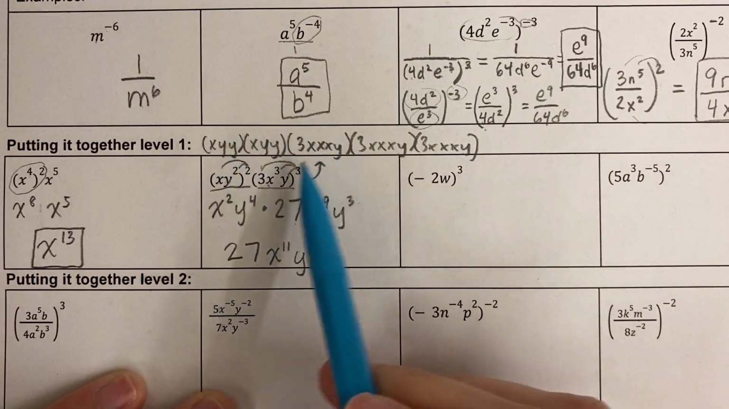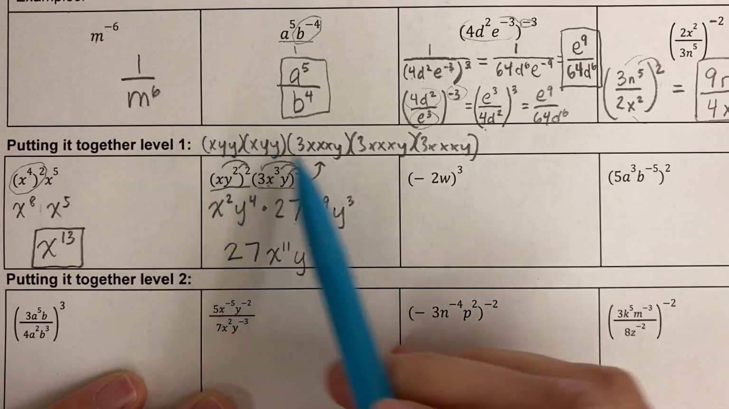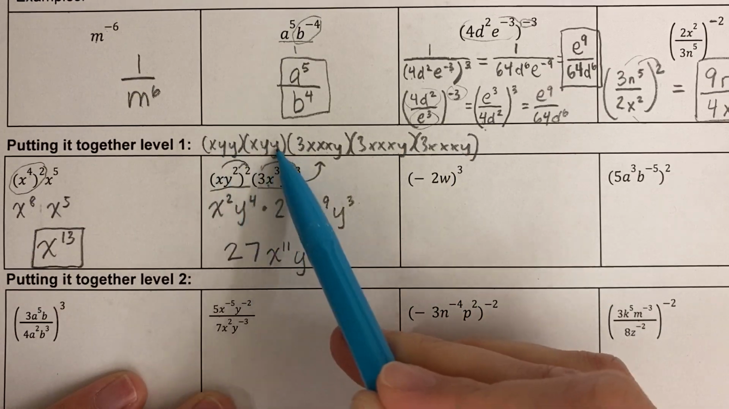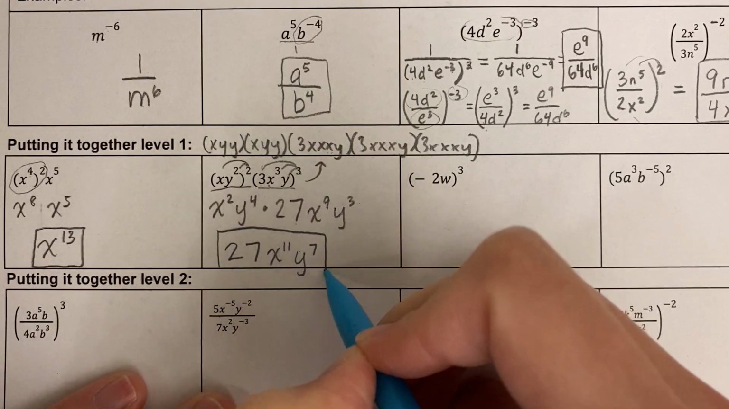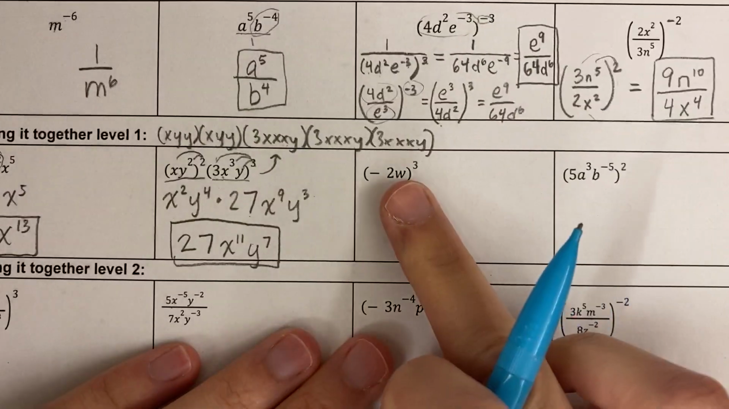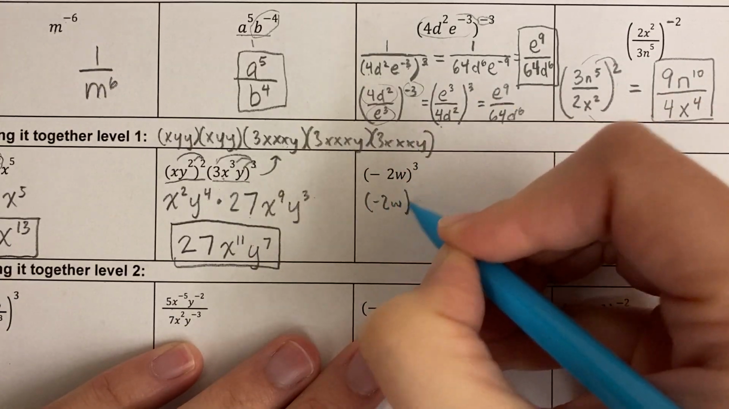Look, I could have done it this way. I could have written it out the long way and done 3 times 3 times 3, that's 27. And then 1, 2, 3, 4, 5, 6, 7, 8, 9, 10, 11 x's. 1, 2, 3, 4, 5, 6, 7 y's. So I can totally always write it out, but the shortcuts help us. Let's talk about this for a sec. What does this mean? Let's write this one out just so we can see.